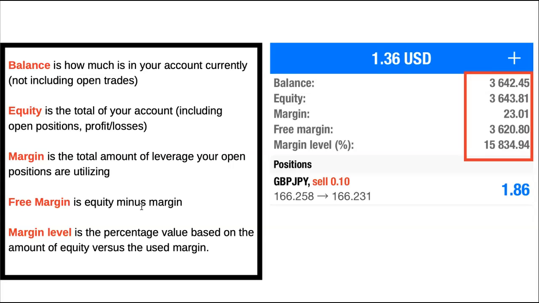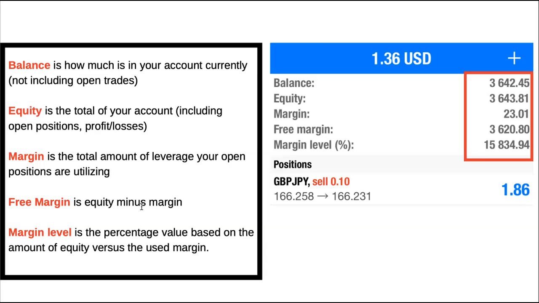Your balance is basically how much is in your account currently, but it does not include your open trades. Your equity, however, is the total amount in your account, including open positions. So if you are winning or losing on a trade, that is going to be reflected in your equity balance. Now, margin is the total amount of leverage your open positions are utilizing.